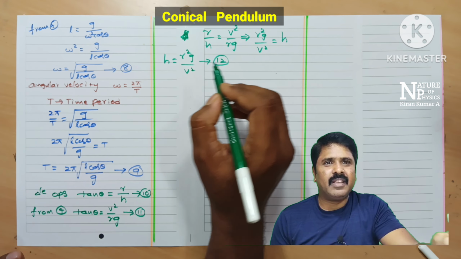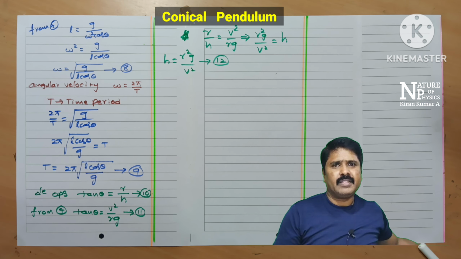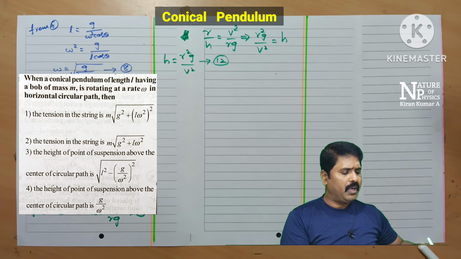So that continuation, there are two problems, student. Okay, so one by one I will explain. Yes, see the question. When a conical pendulum of length L having bob of mass m is rotating at a rate omega, the angular velocity, in the horizontal circular path, then four options are given, student. Tension is asking. Tension already we did. Tension is equal to root over (mv square by r) whole square plus (mg) whole square, student.